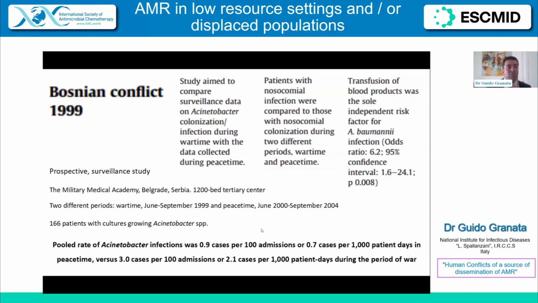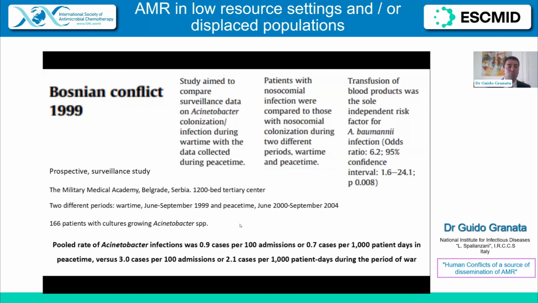I'd like to start with a study from the Bosnian conflicts. So in the early years of our century, at the start of our century, because this is one of the studies assessing the rate of Acinetobacter baumannii infection. It was a prospective surveillance study assessing two different periods of time. So we have a peacetime and a wartime.